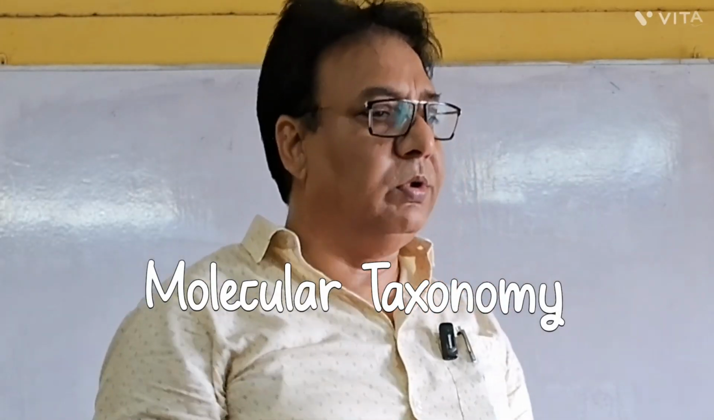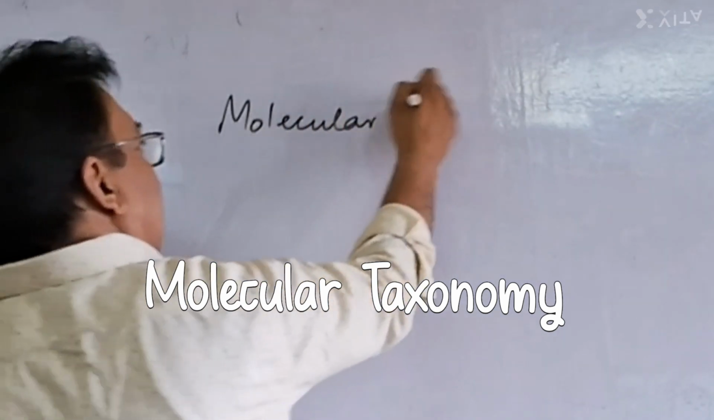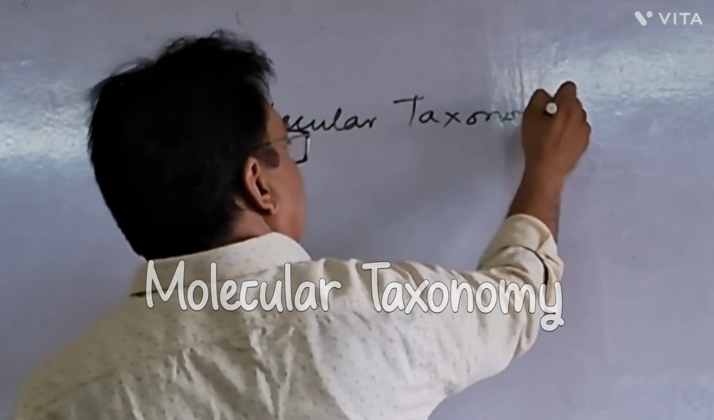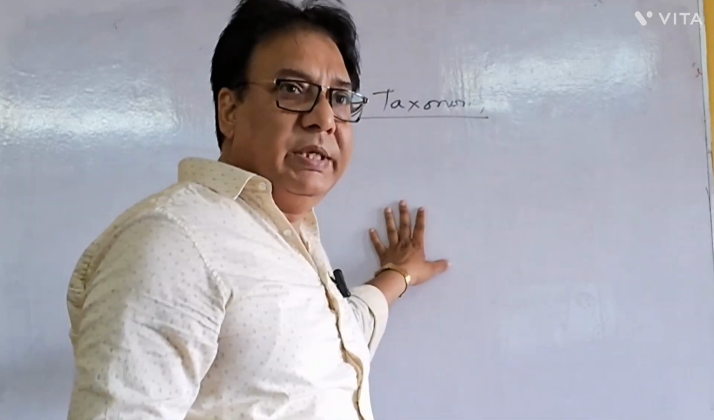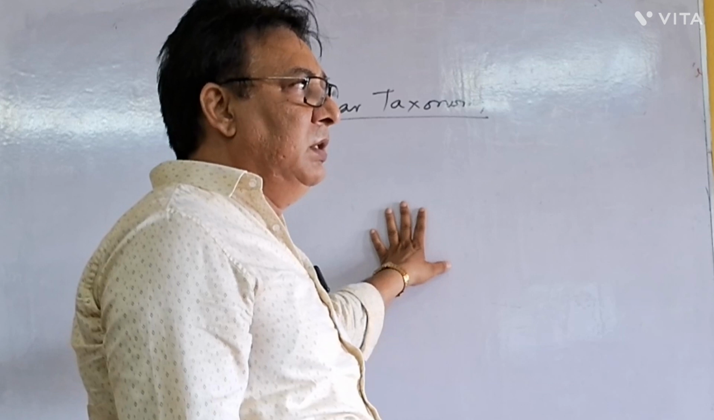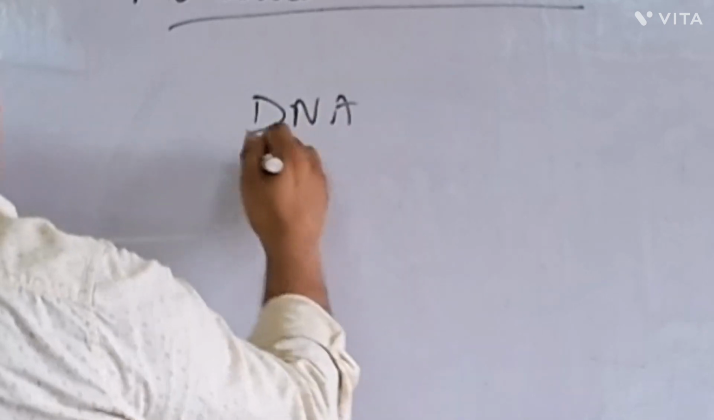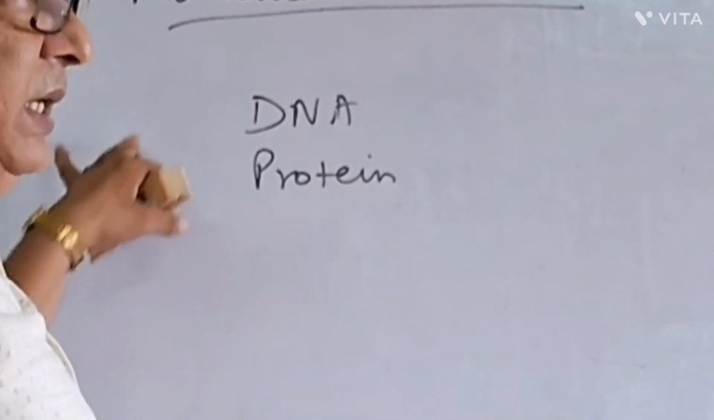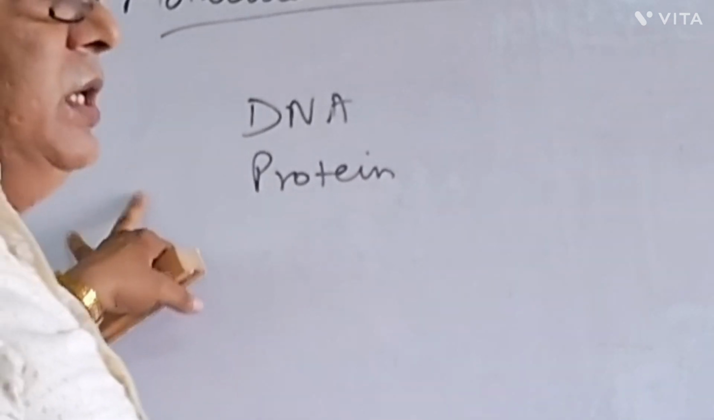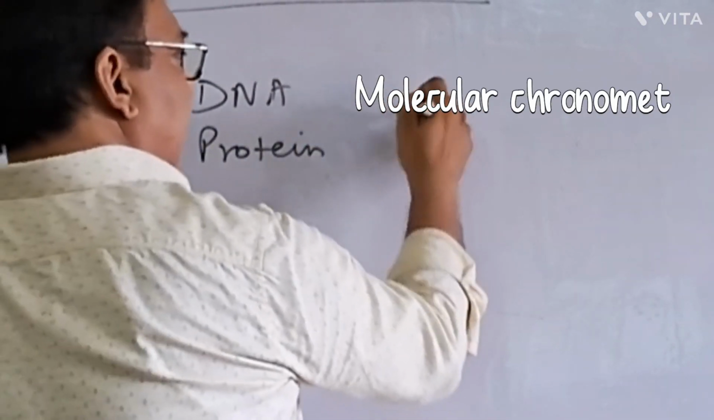Today we will talk about molecular taxonomy. So molecular taxonomy is what? It is the taxonomy which uses molecular characteristics like the macromolecules such as DNA and protein. Particularly DNA and protein, these two macromolecules are used for classifying bacteria. So these molecules are called molecular chronometers.